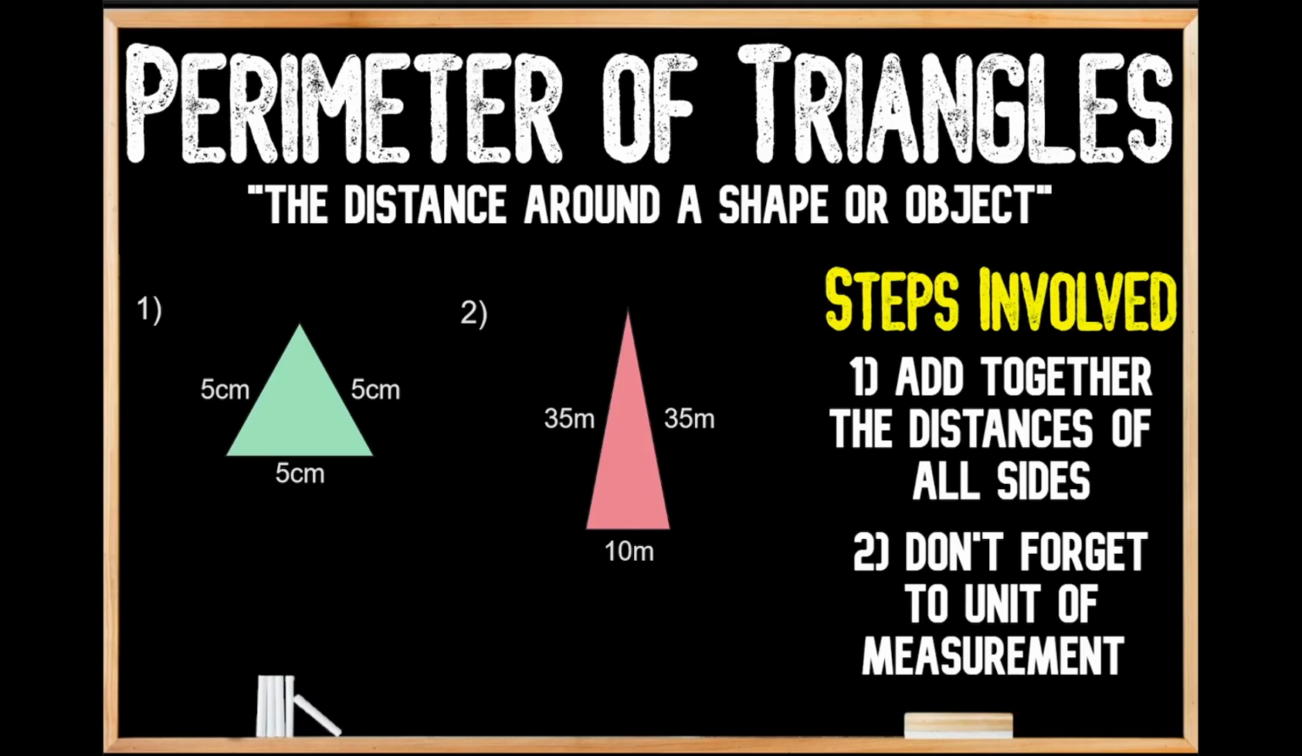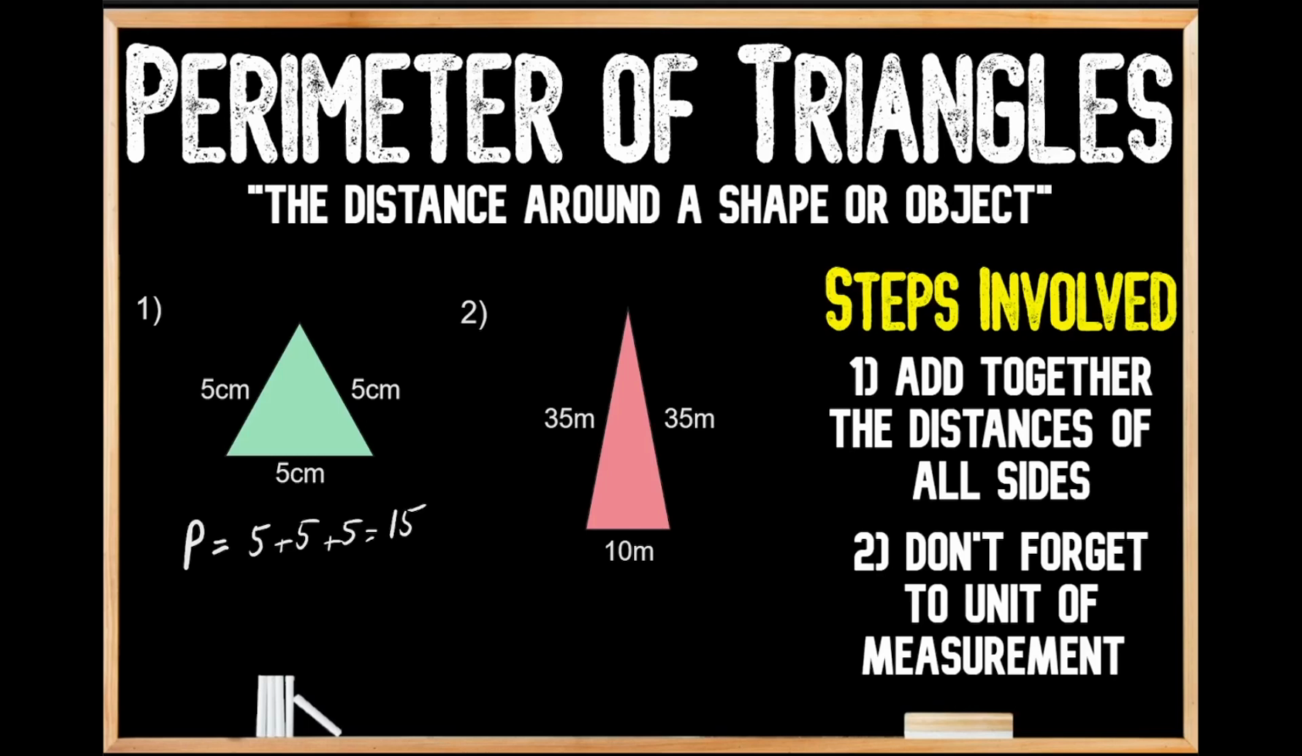So now looking over to the right-hand side here under our steps involved, we can see that the first step to finding the perimeter of a triangle is to add together the distances of all sides. So in question number 1, we can see that each side is 5 centimeters. So we need to add 5 plus 5 plus 5. And when we add together 5 plus 5 plus 5, we get 15.